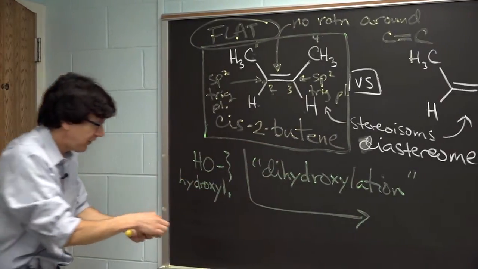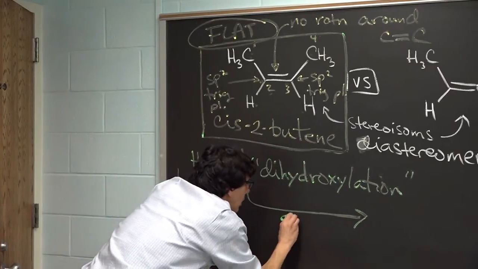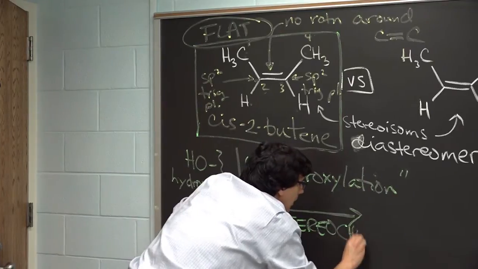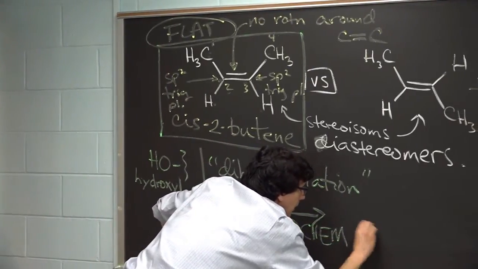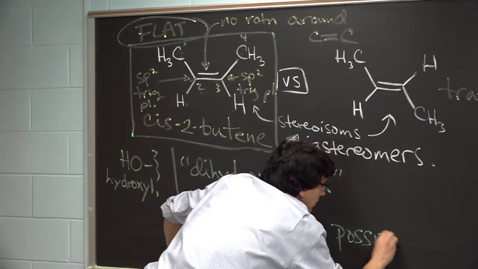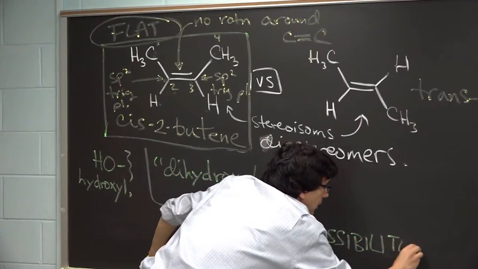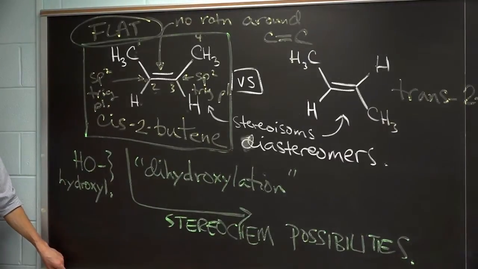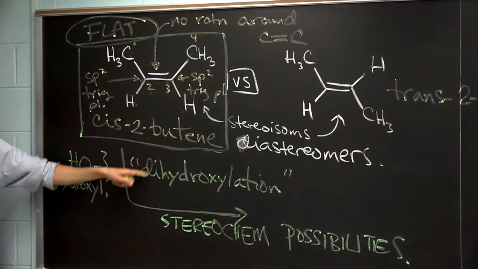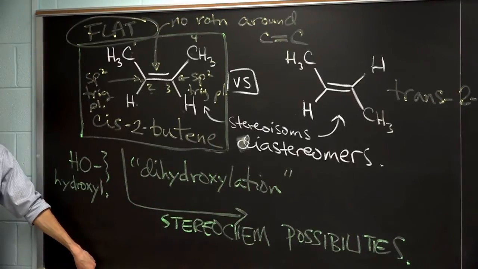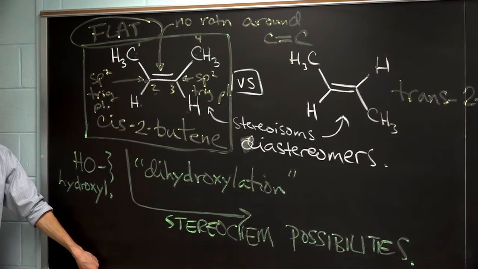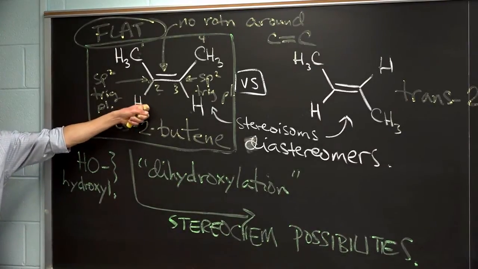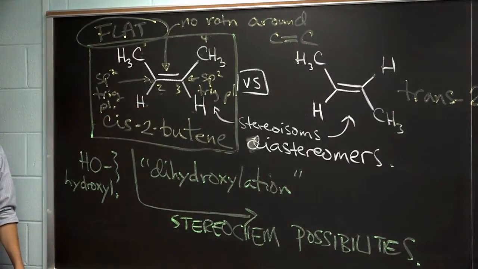Okay, so what are the stereochemical possibilities? That's what I want you to think about. What are the stereochemical possibilities in this kind of hypothetical dihydroxylation reaction? So pause the video and see if you can work through that. We're using cis-2-butene as our starting material.